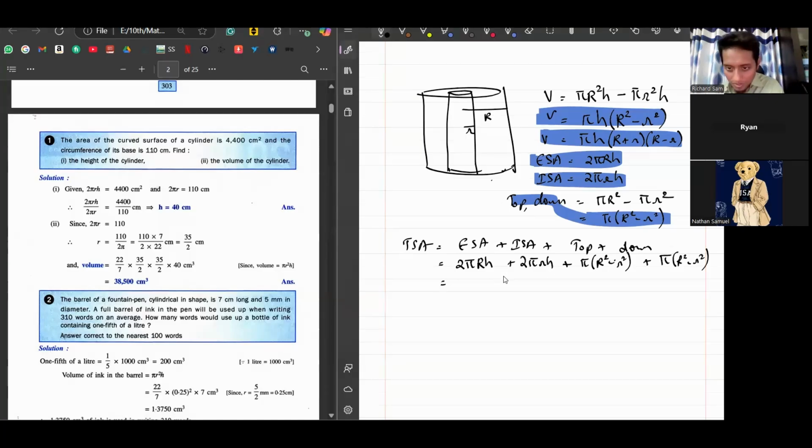Now if you want to simplify this, from the first 2 you can take out 2 pi h common, and the remaining is capital R plus small r. And the next 2 are exactly the same, so you can just put 2 of them: 2 pi into R square minus r square. This is the full formula for total surface area.